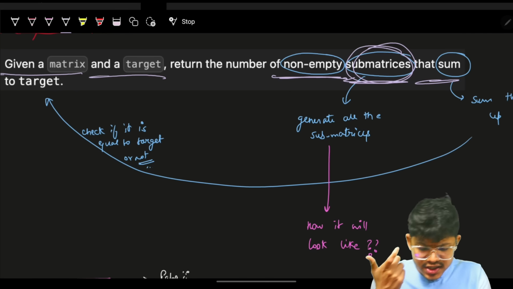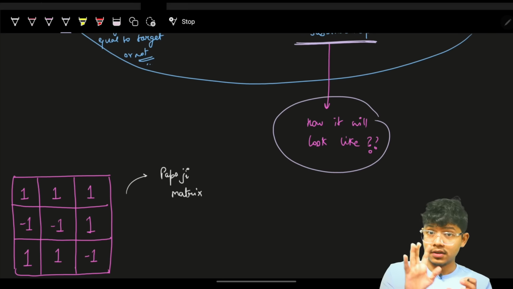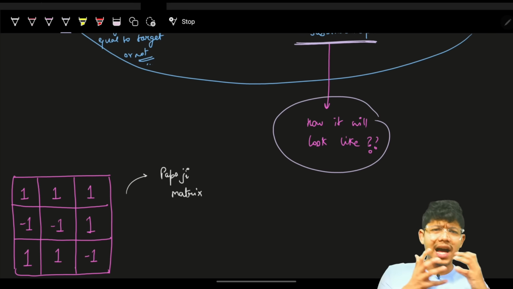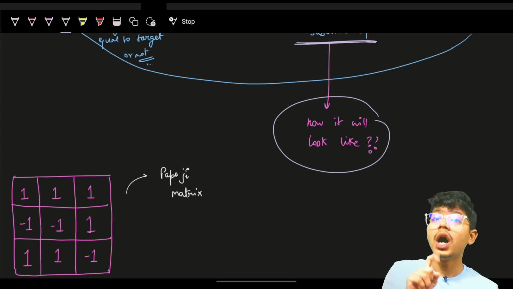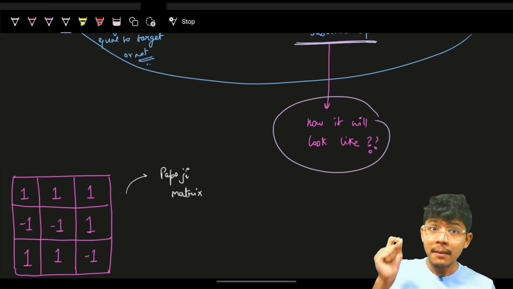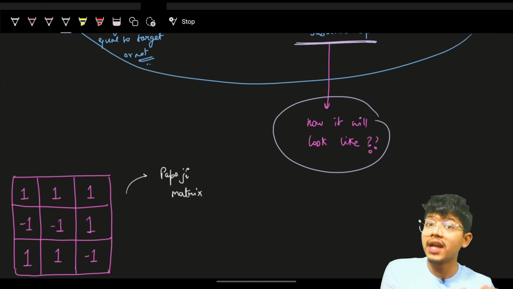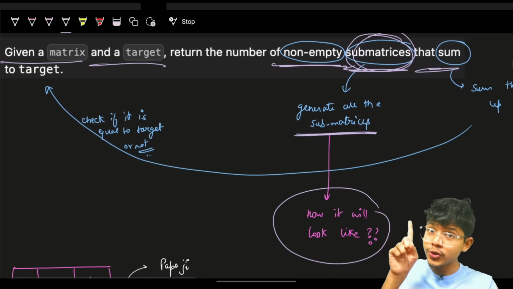So I'll generate all the submatrices, and again there can be a chance that you might be saying, Aryan, how to generate that? No matter what, I will show you how to generate all these submatrices. Generating a sub-array is very easy, but generating a submatrix is not that easy, especially for those who are not much familiar with it. So I'll show a proper diagram for that.